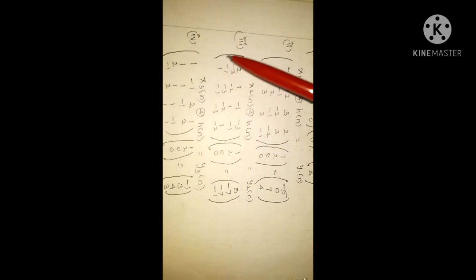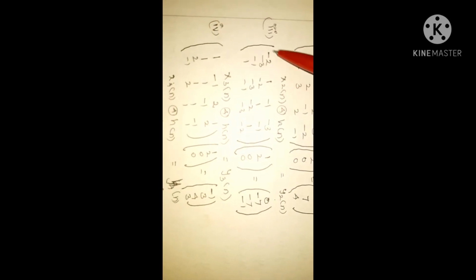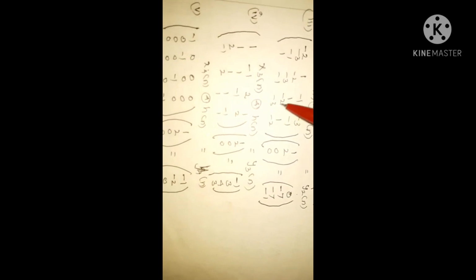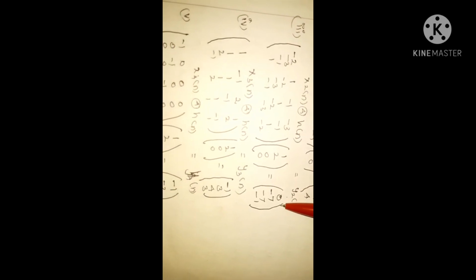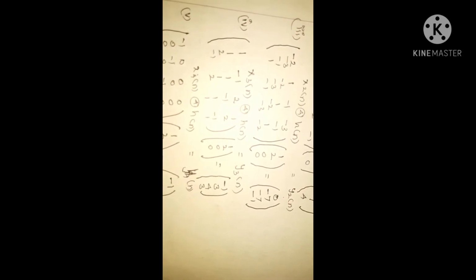Then the third block is minus 2, minus 3, minus 1, 1. So here we must make the circular matrix. So 1 will come top, the balance will go down. Like that we will continue. So with the same values, matrix multiplication and addition, you will get this. So x3 of n and h of n convolution, you will get y3 of n.